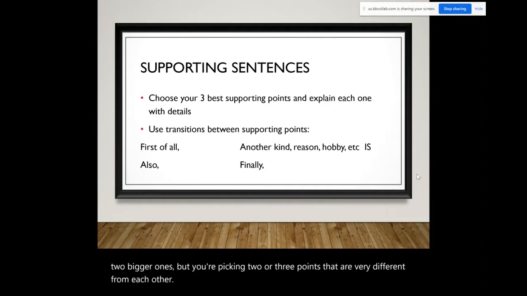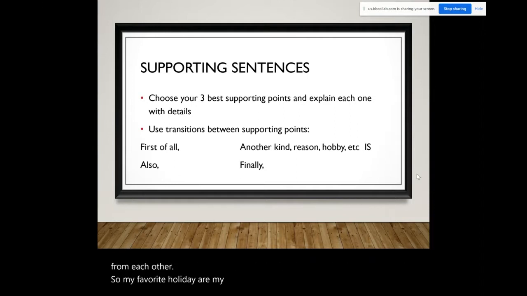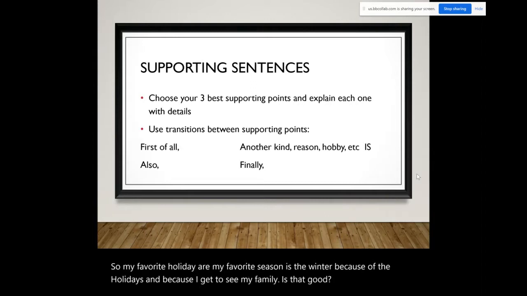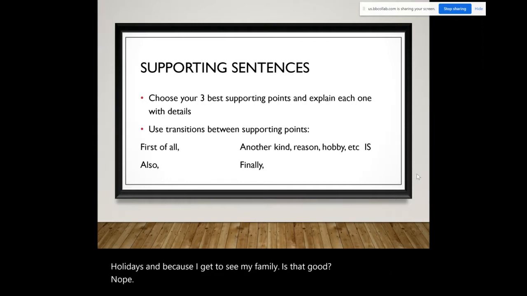So my favorite season is the winter because of the holidays and because I get to see my family. Is that good? Nope. Because holidays is the time that you get to see your family. So I'm not going to pick two separate things that are very similar. That's why we picked holidays and the snow. Those are very different. Do you see that?